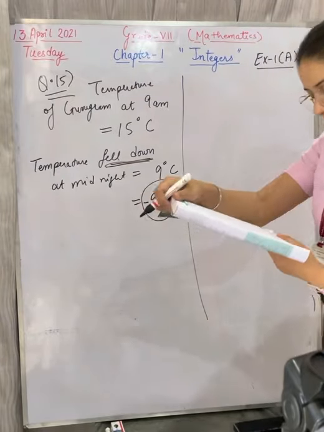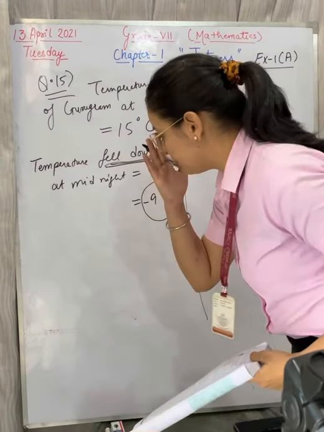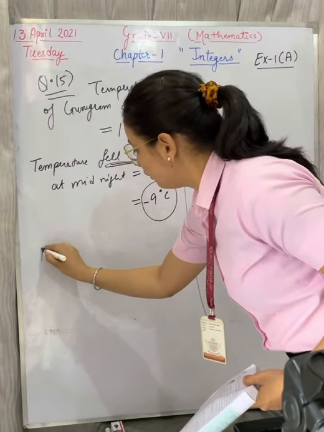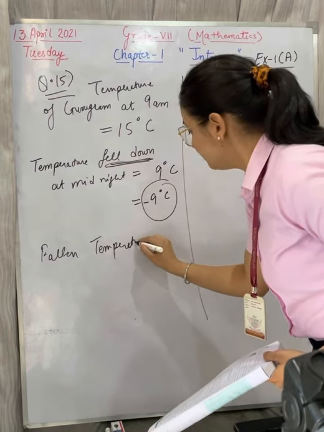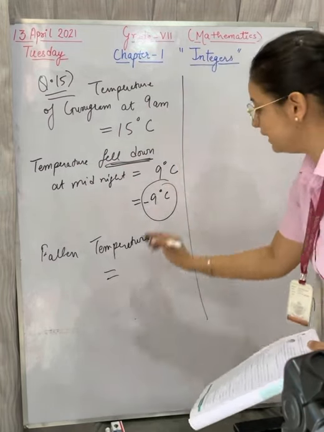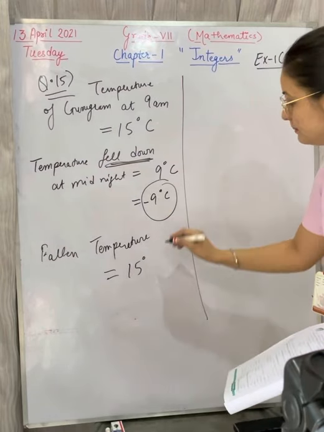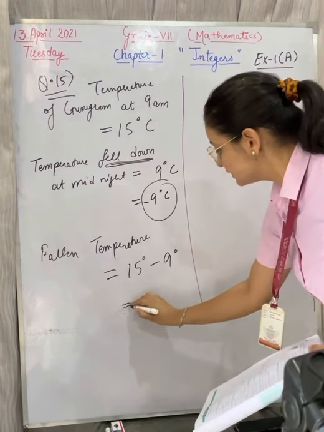Now you have to calculate how much the temperature has fallen. Fallen temperature, how much temperature has fallen down? Fallen temperature is equal to 15 minus 9, 15 degrees minus 9 degrees. How much is it?